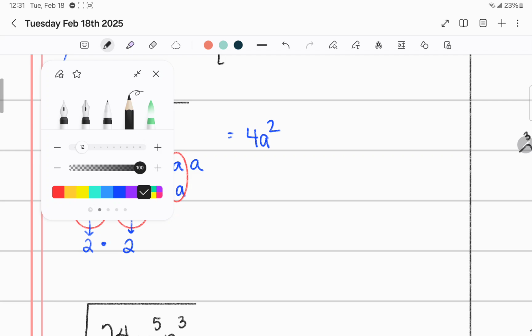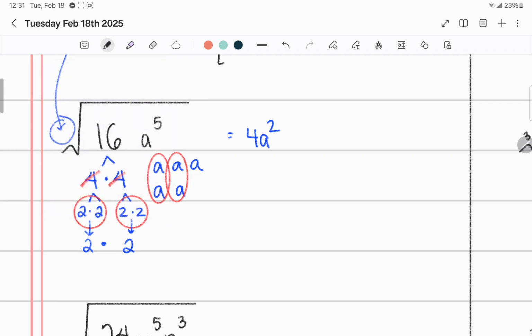Left over on the inside of our radical would be this A. The A does not have another A to take it out. These A's are paired up, but this last A would need another A to take it out, which it does not have. Since it doesn't have a partner, it has to stay on the inside.